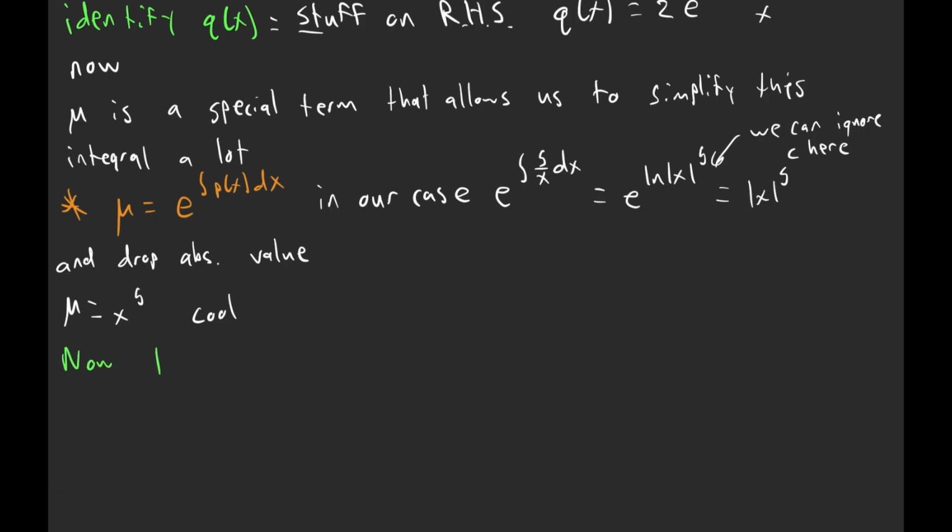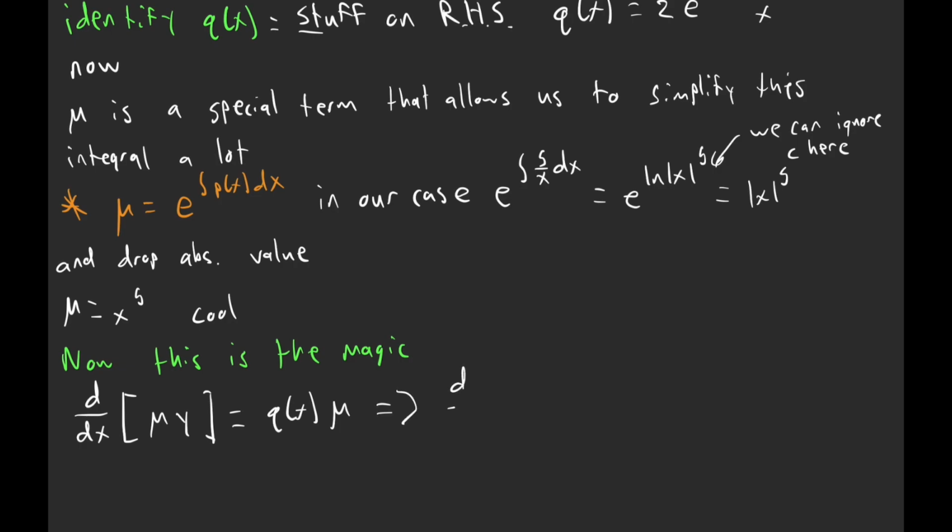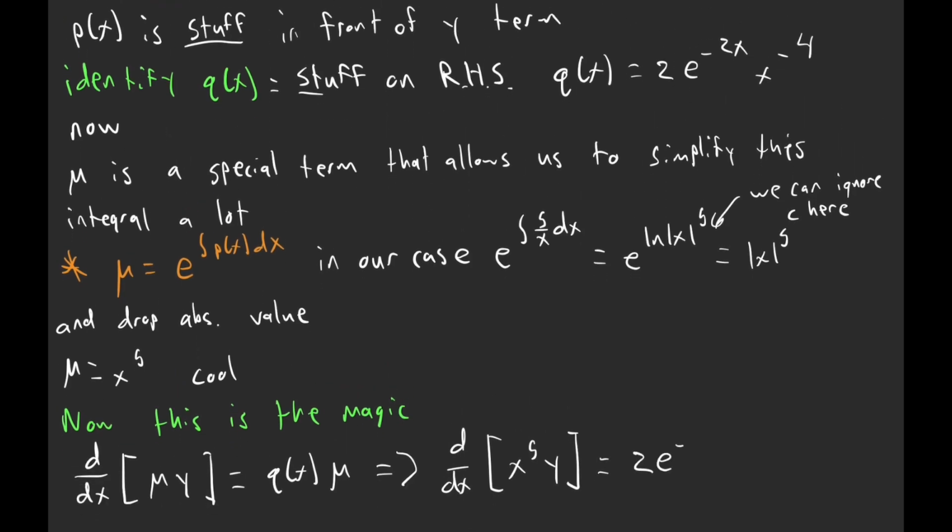So once we have mu, we're going to multiply it, and then we get this clever thing where it's a chain rule, and we can simplify it to just be d over dx of mu y is equal to q of x times mu. And now you can kind of see the equation. We could integrate both sides and get just mu y equals the integral of q of x times mu. So let's go ahead and lay this out for our problem.